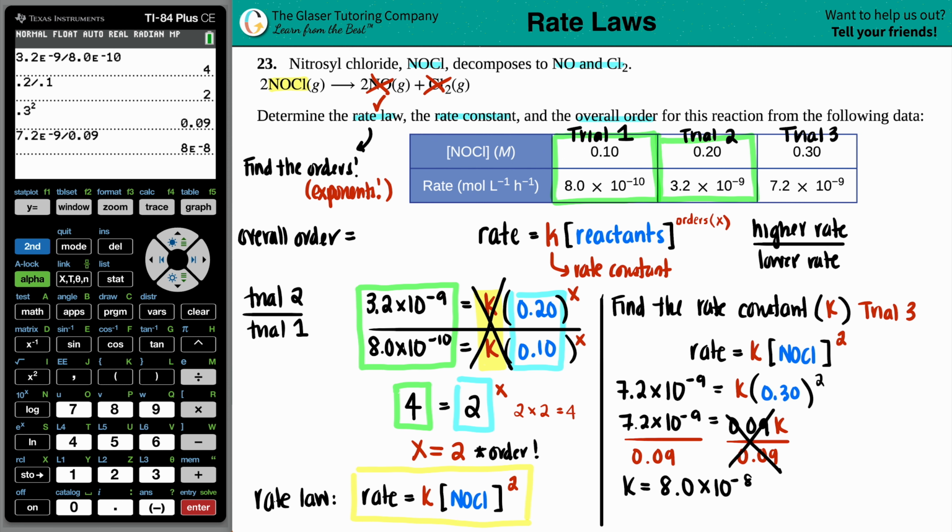Now the overall order, literally overall, is the sum. All we have to do is add up all the orders that were given. But in this case, since we only have one reactant, and that order was the second order, there's nothing to add here. So in this case, the overall order is 2. That was pretty easy. And then we're going to use that to find out the units for K. So I'll put that up here now.